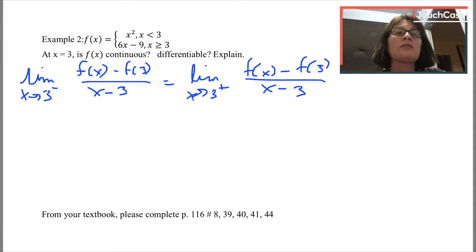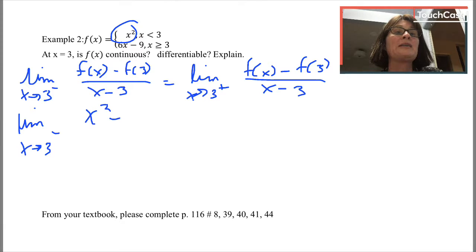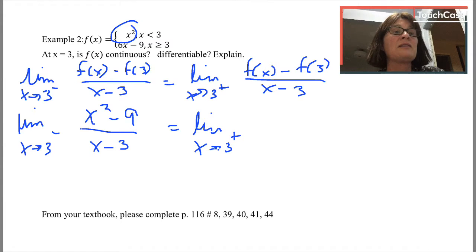This is going to be the limit as x goes to 3 from the right. No, this is from the left. Limit as x goes to 3 from the left. Well, as you go to 3 from the left, f of x is x squared. So it's going to be x squared minus f of 3, which we already checked in the last section is in fact 9. That's going to have to equal the limit as x goes to 3 from the right. Well, from the right, f of x is 6x minus 9, minus f of 3, which is 9, over x minus 3.